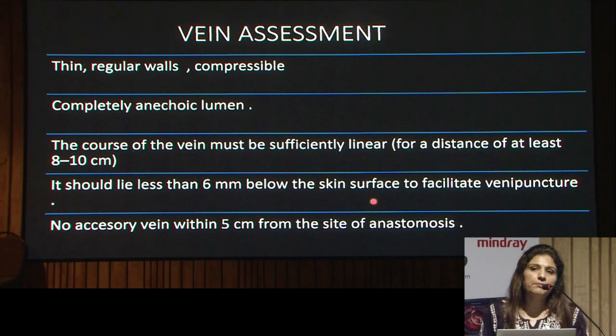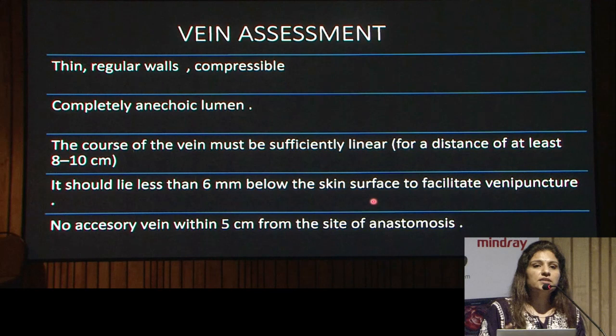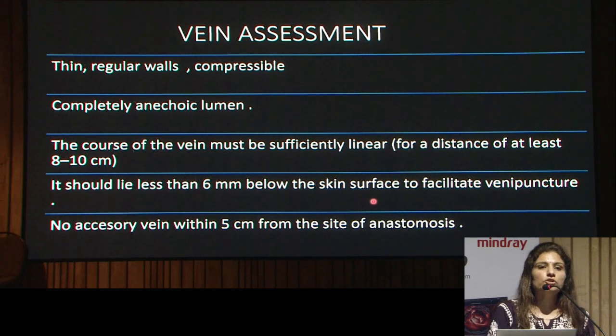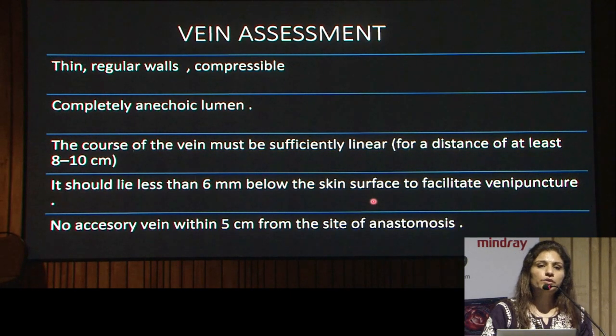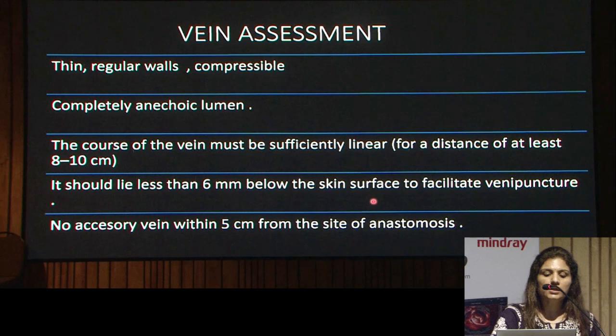What happens in CKD patients is, because of repeated blood sampling and repeated IVs which are being given to these patients, these do develop chronic thrombosis. So mentioning about the wall, they are completely compressible, that is no signs of any thrombus. Course of the vein, because they are going to utilize the vein for fistula formation, they should have at least 8 to 10 centimeter of vein which is sufficiently linear.